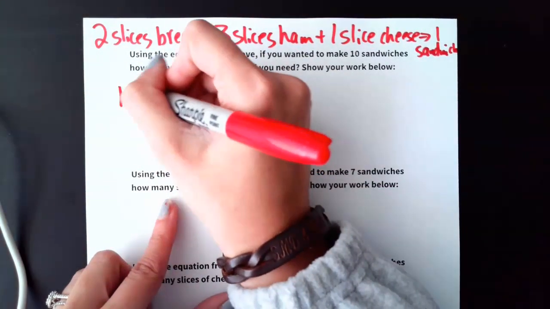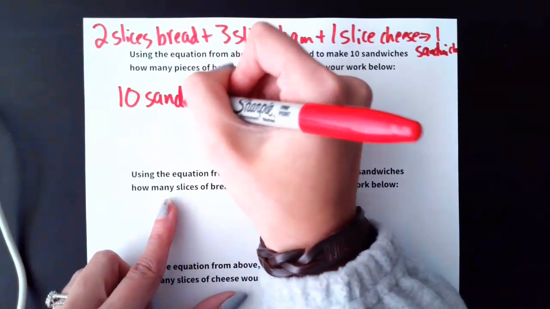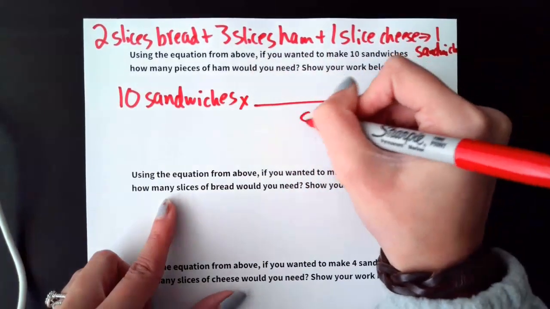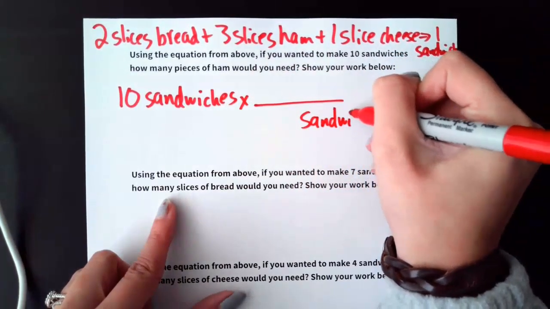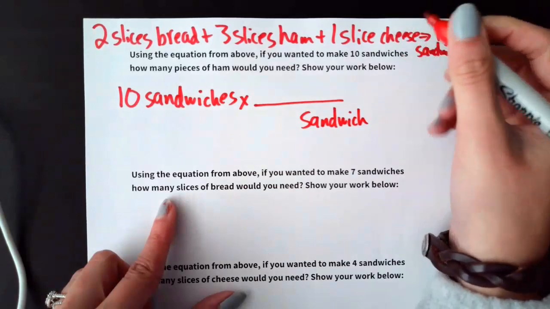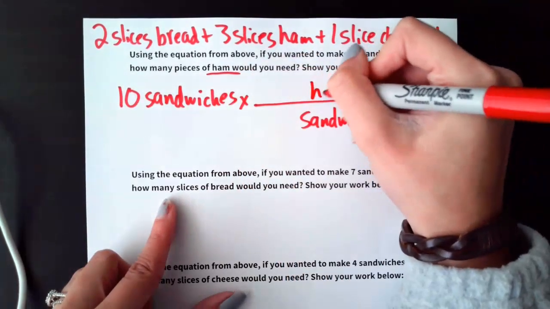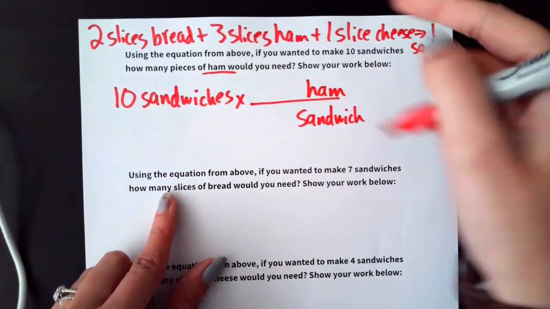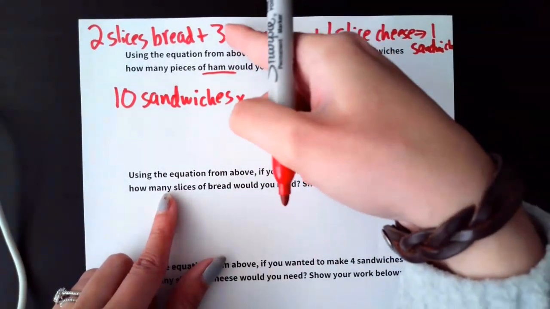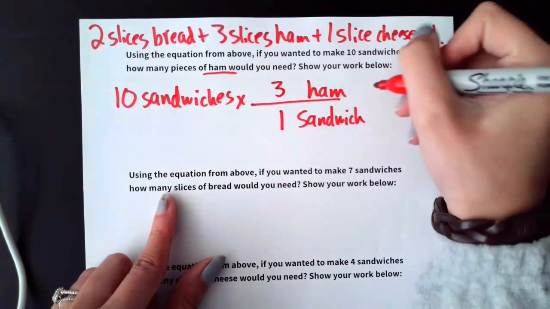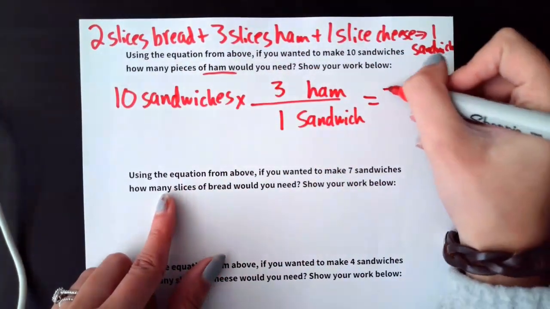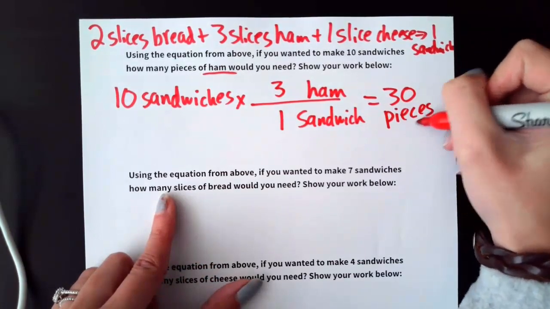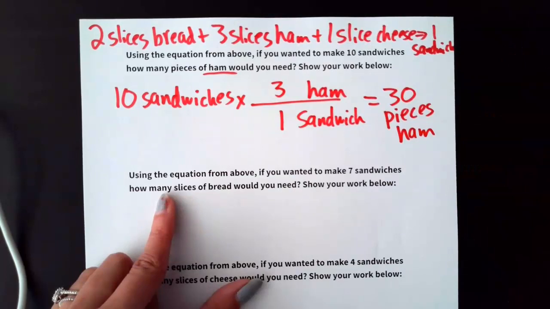So this time we are starting out with our sandwiches. So sandwich is going to have to go on the bottom because, again, that's what I want to cancel out. And then I'm trying to get to ham. All right? So 1 sandwich takes 3 pieces of ham. So 10 times 3 gives us 30 pieces, or 30 slices, either way you want to say it, of ham.